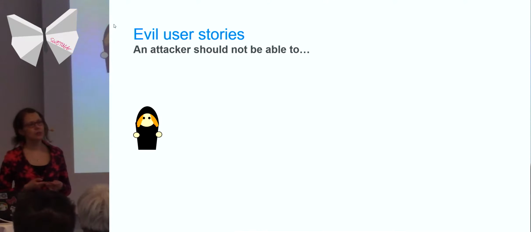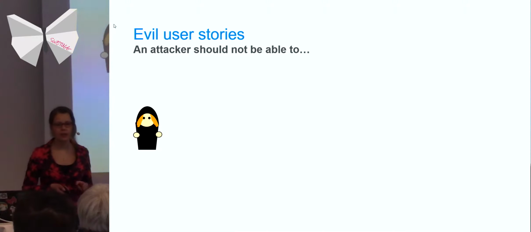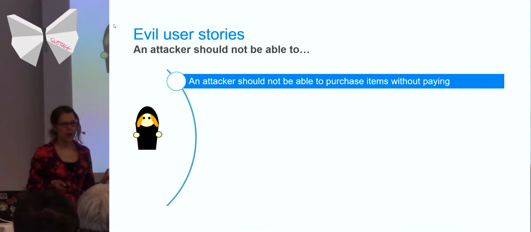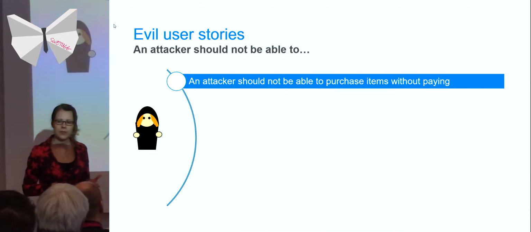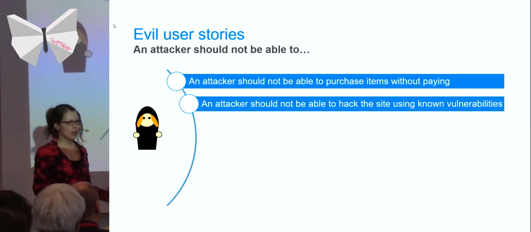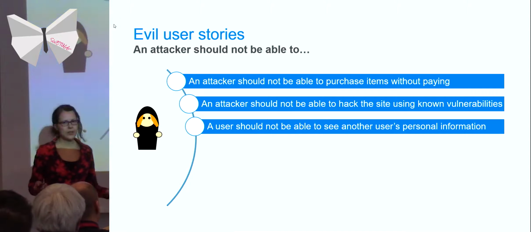One technique you can use for creating security requirements in your system, in your application, is evil user stories. It works by completing the sentence, "An attacker should not be able to what?" If we have an online shopping site, an attacker should not be able to purchase items without paying, for example, or they should not be able to hack the site using known vulnerabilities. Or regular users should not be able to see someone else's personal information, right?